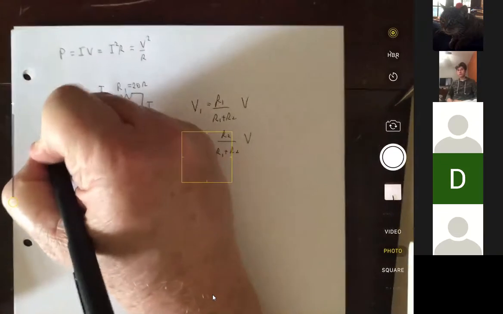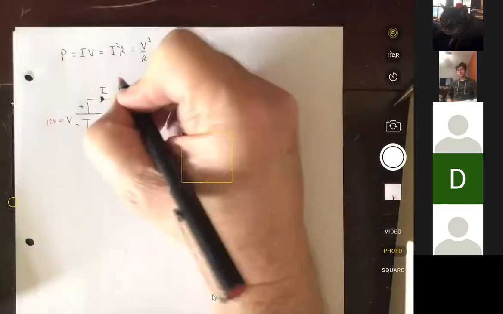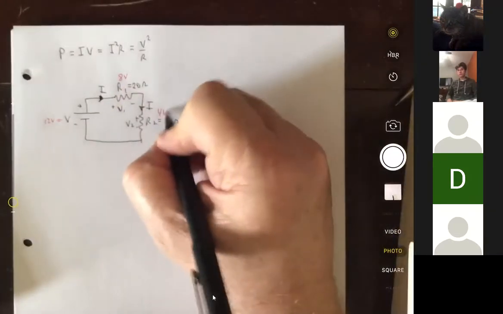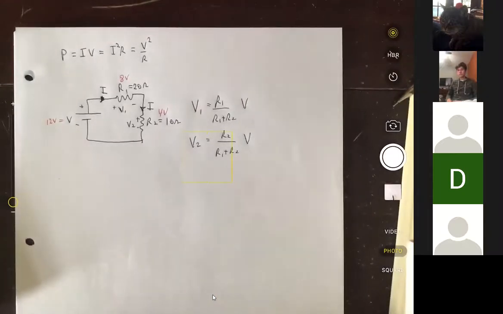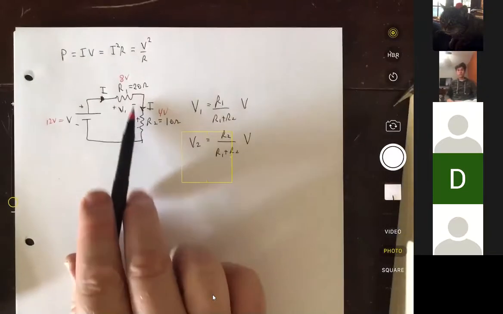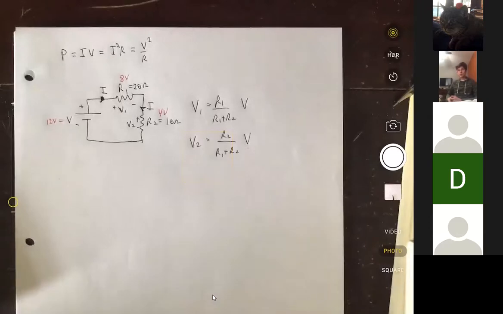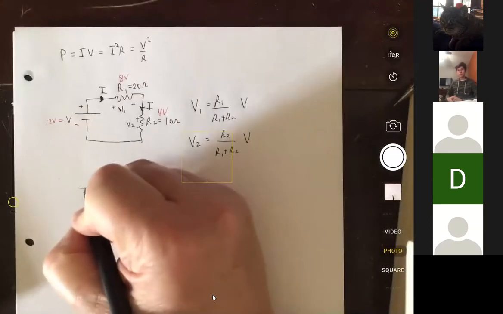So if this voltage happened to be 12 volts, then this guy's going to be 8 volts and this guy's going to be 4 volts. 4-volt drop and 8-volt drop, because he's got 2/3 of the resistance, he's going to get 2/3 of the voltage. You see? So hey, you guys ready to do one on your own?